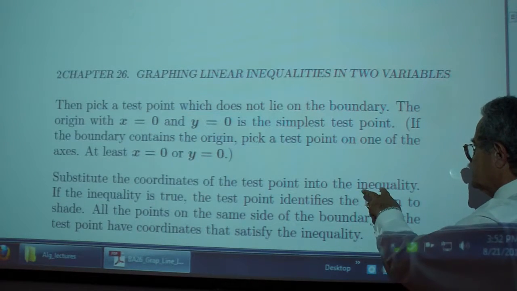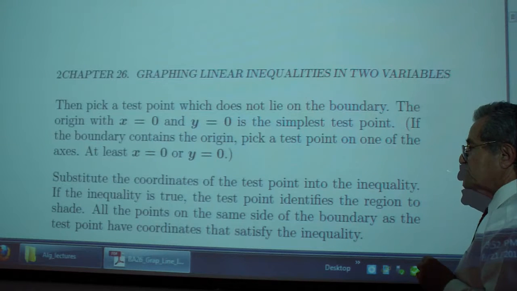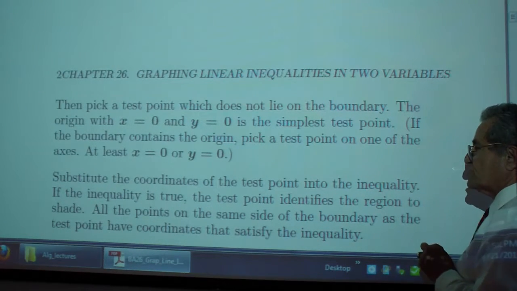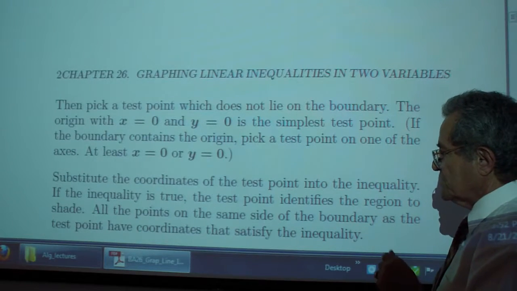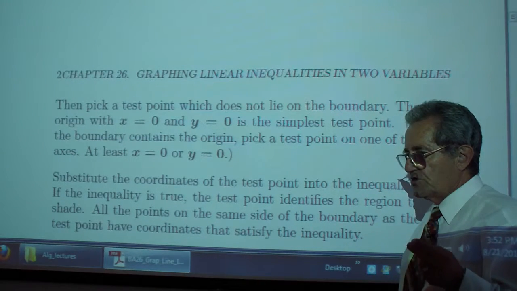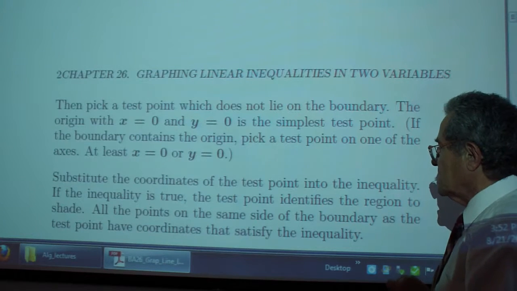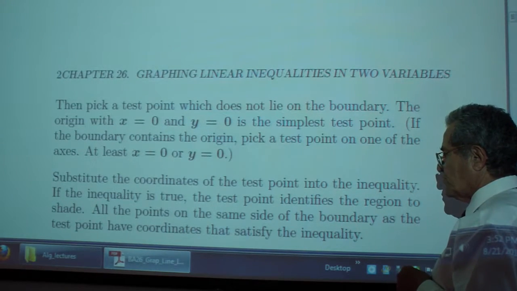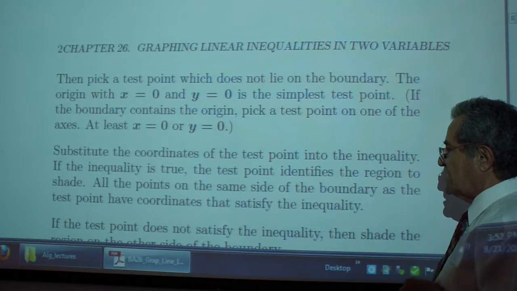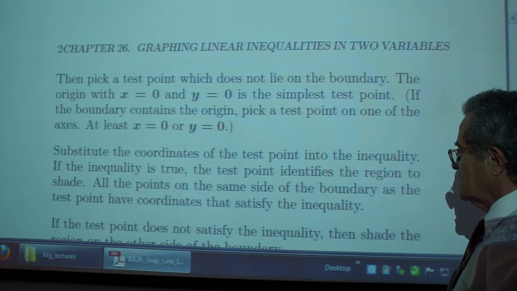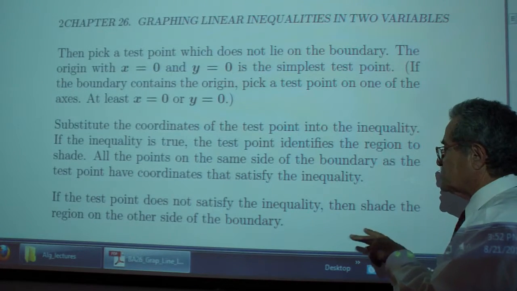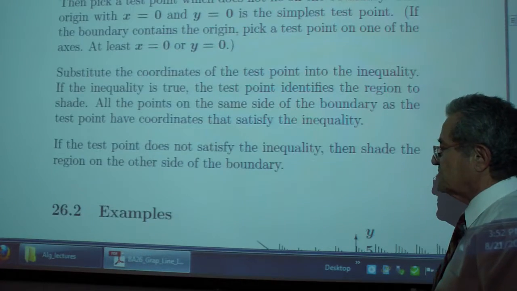Substitute the coordinates of the test point into the inequality. If the inequality is true, the test point identifies the region to shade, in other words, the solution set. And all the points on the same side of the boundary as the test point have coordinates that satisfy the inequality. If the test point does not satisfy the inequality, then shade the region on the other side of the boundary.